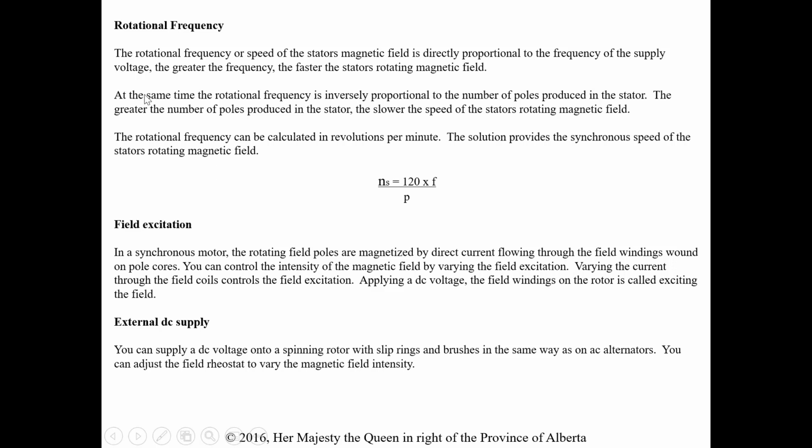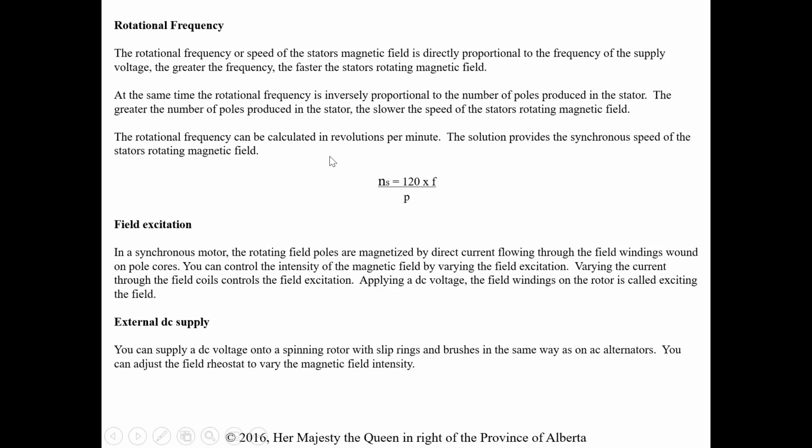Okay, so the rotational frequency or speed of the stator's magnetic field is directly proportional to the frequency of the supply. The greater the frequency, the faster the stator's rotating magnetic field. So here's when they were talking about a VFD. If we can alter the frequency, we can alter how fast it's spinning. So that's how a VFD can help change the speed of this motor. So yeah, use the formula, and make sure you can manipulate this formula as well, in case they give you the speed and they want to know the poles, etc.